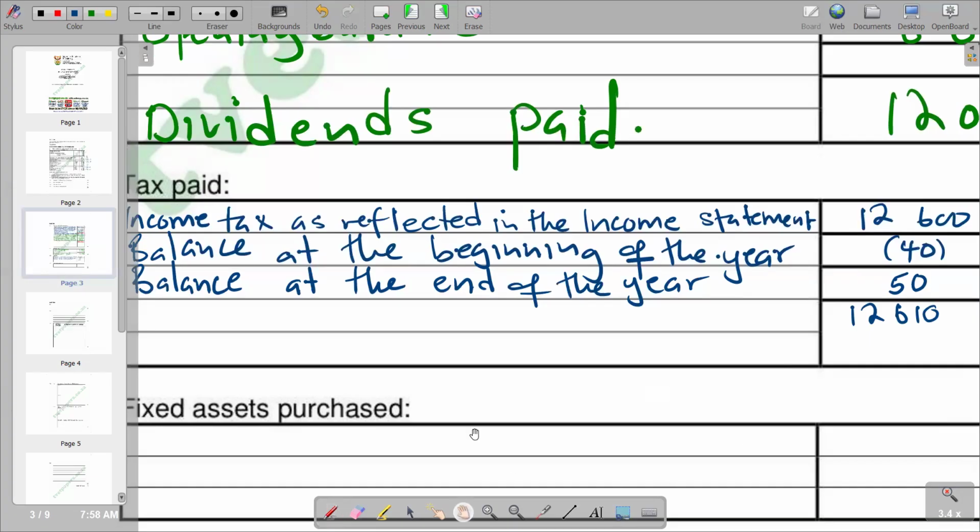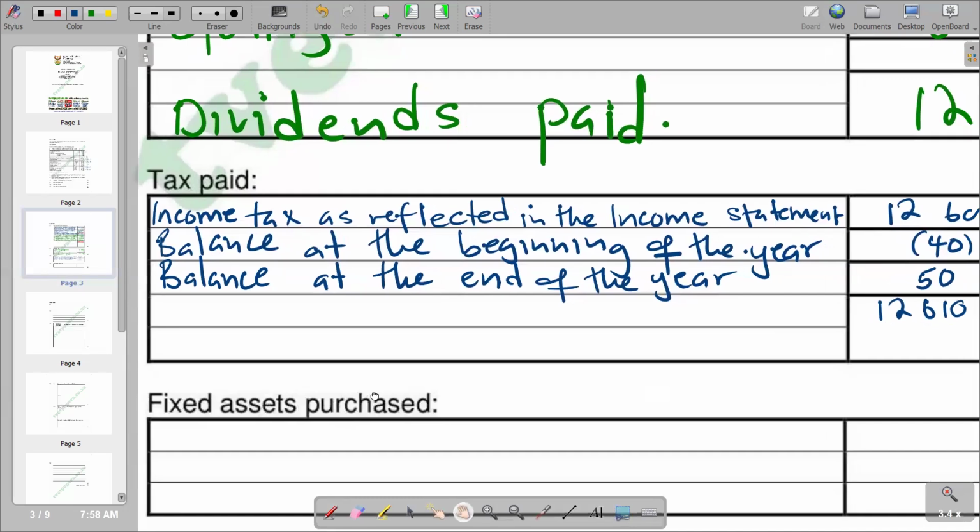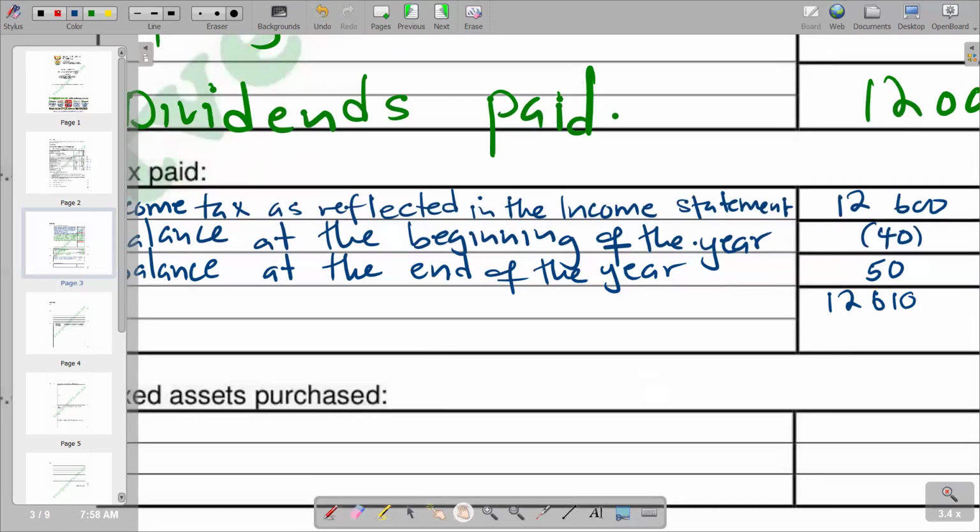So this becomes the tax paid. But we know that tax paid is reflected in the statement of cash flow or the income statement. In the statement of cash flow, we are supposed to show it as a negative, because as we are paying tax, it's an outflow, and all outflows are shown as negatives. So basically, our 12,610, as we go to the statement of cash flow, will be a negative 12,610. And we know that tax is adjusted under cash flow from operating activities. So we can take note of that.